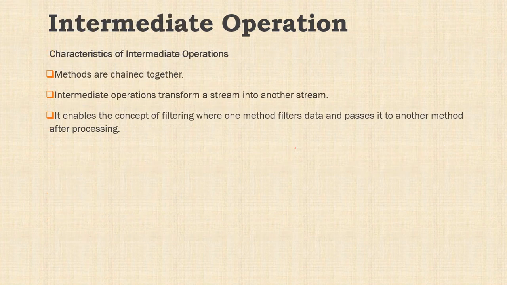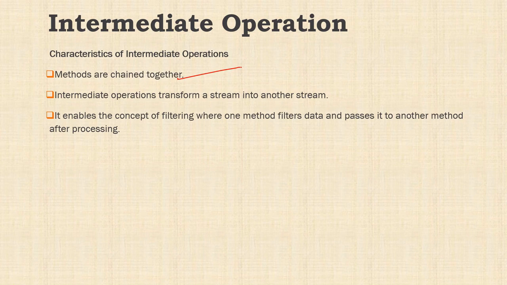And intermediate operations. So characteristics of intermediate operations. Methods are chained together, so you can perform them one by one. Like in the diagram we have seen, we can do filtering, mapping, and sorting, everything with the help of one stream only. No need to take another stream, and you can perform multiple operations one by one. This is the advantage of intermediate operations.